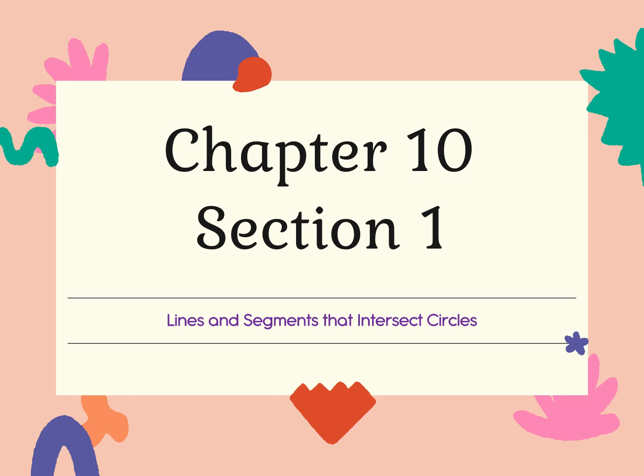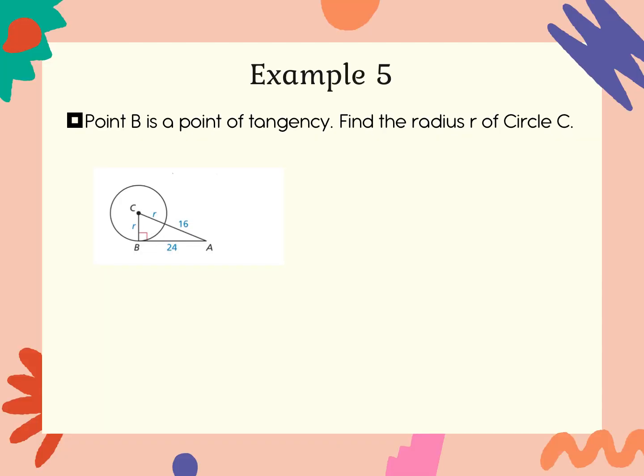So today is just day 2 of 10.1. I'm going to do a few additional examples to help you with the day 2 homework. So here they're telling us that point B is a point of tangency. So that's a clue that AB is a tangent.